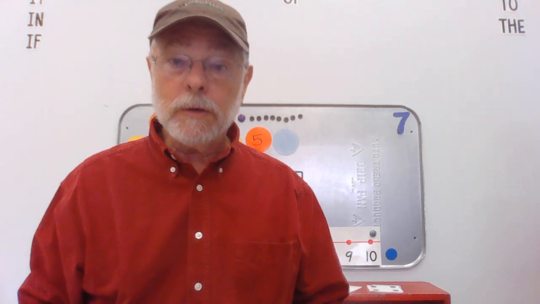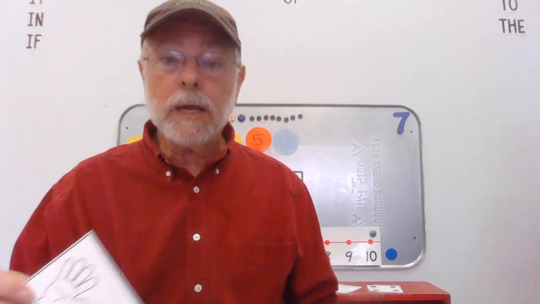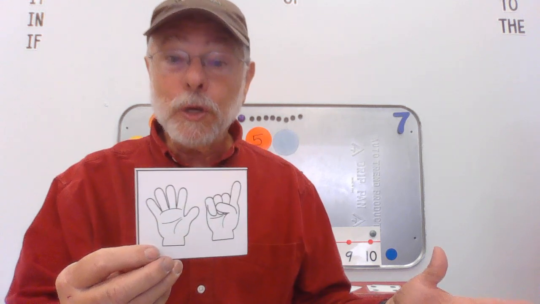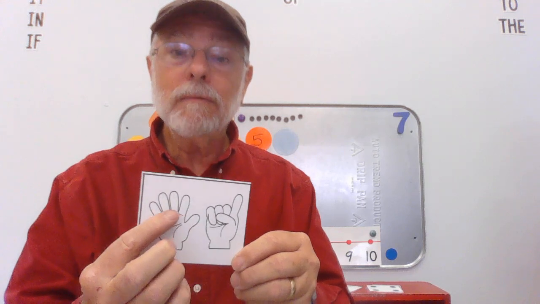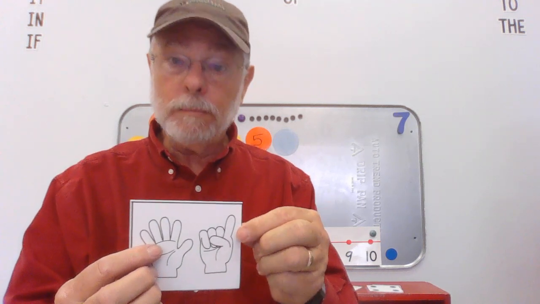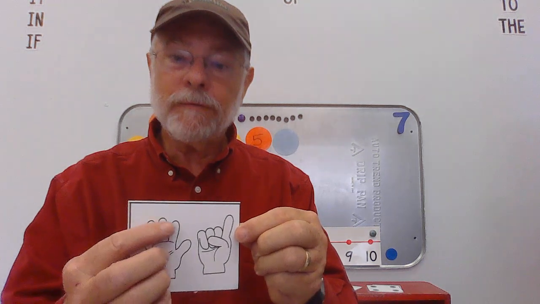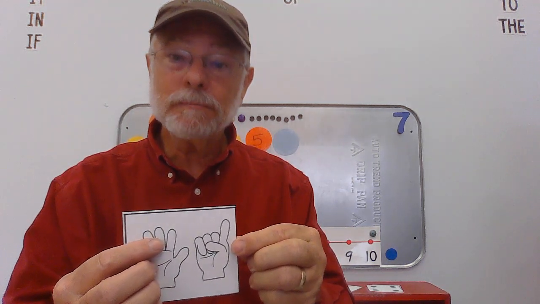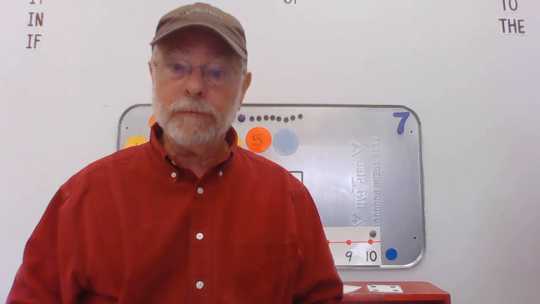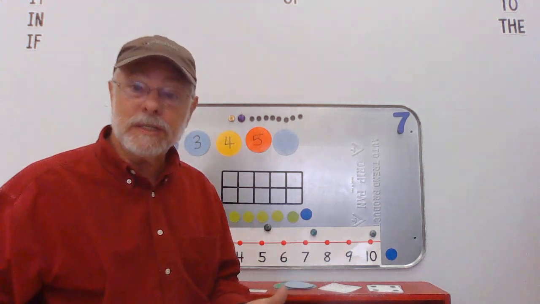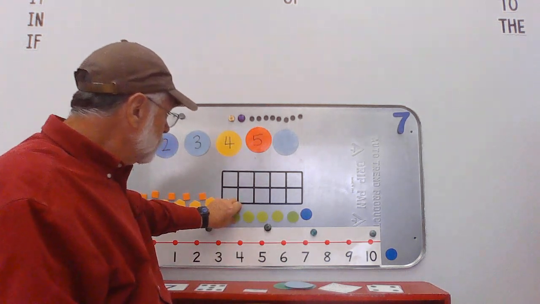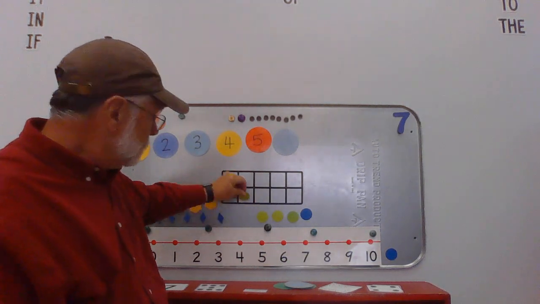Now, the next thing I thought about was, hey, we've been using our fingers a lot. So what does the number 6 look like on fingers? Well, guess what? We have to use both hands because one hand has how many fingers? 5. 5 and 1 more is 6. I like that. What about something you've got at home? I hope you have your 10 frame because look at this. I got my 10 frame out and I want to make the number 6. Watch what happens.